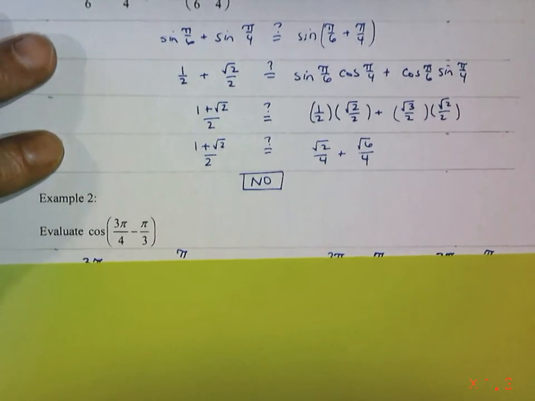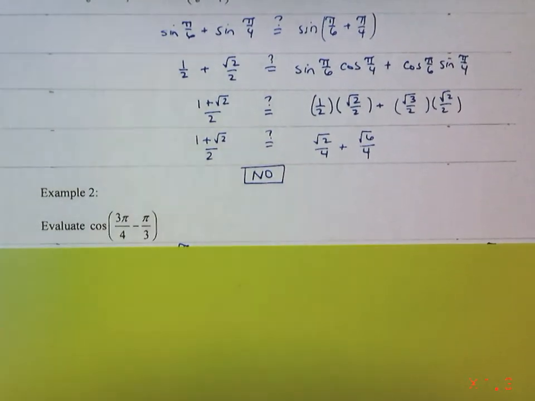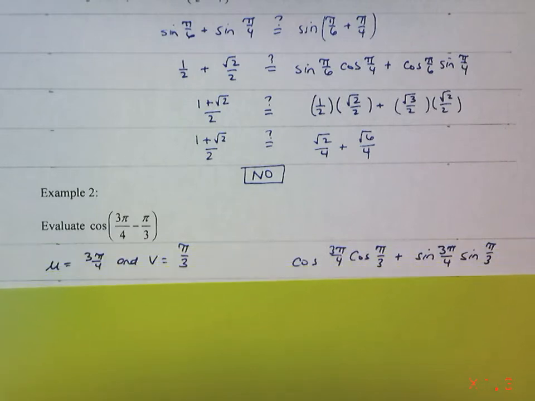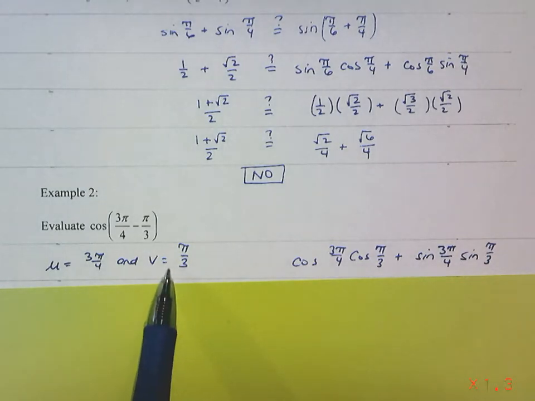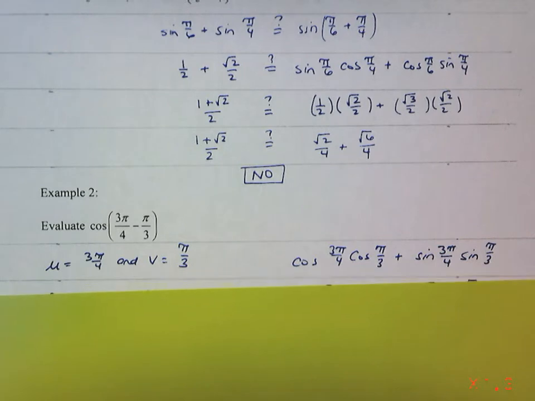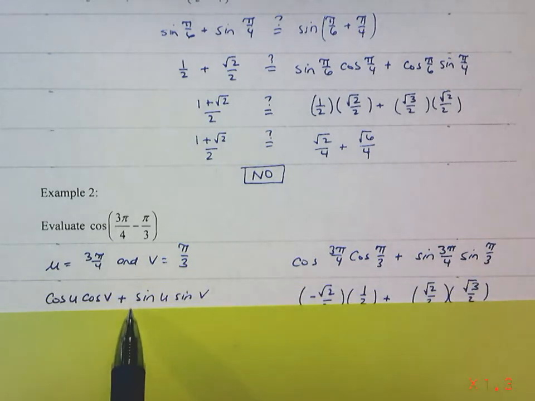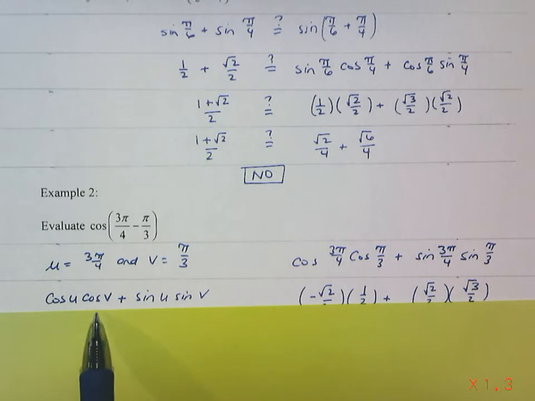My second example, I want to just go ahead and evaluate cosine of 3 pi over 4 minus pi over 3. So my first step is I identify what u is and what v is. And I expect all my students to write this down on their paper. I wrote the formula here. It's at the top of my page, but I usually write these at the top of my page or with each problem. I don't require you to do that, but it does help me.